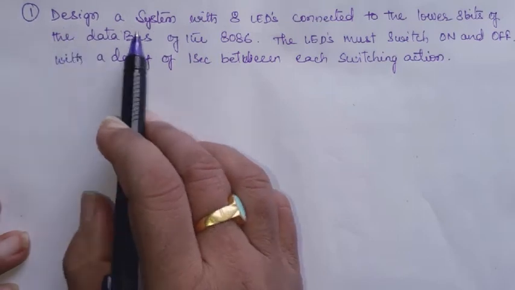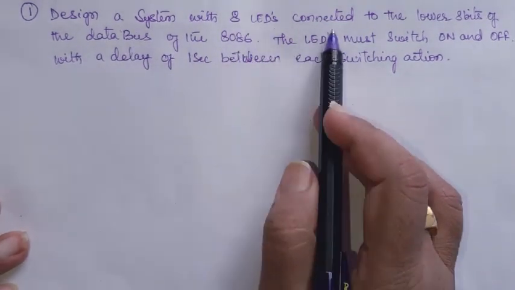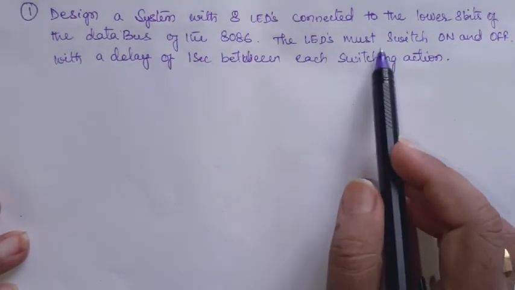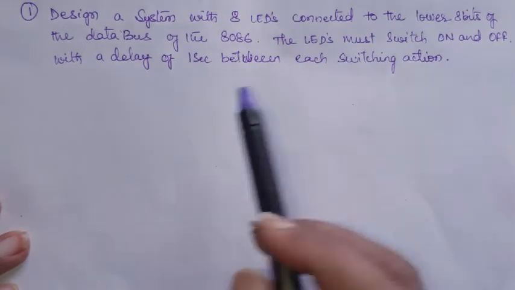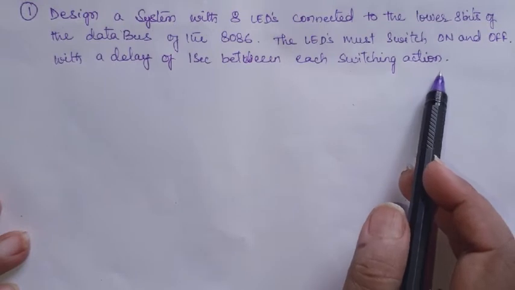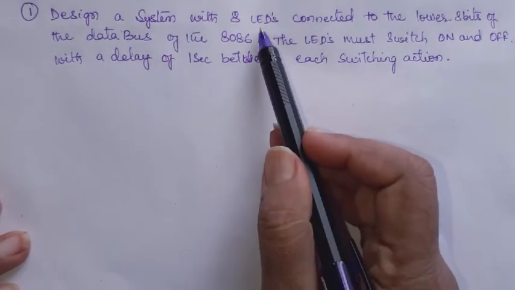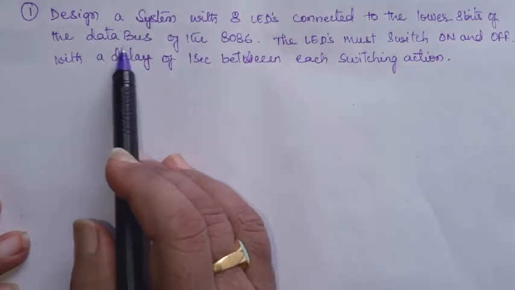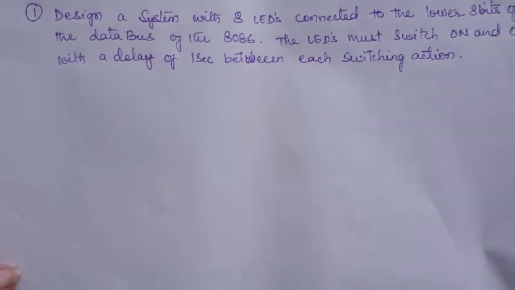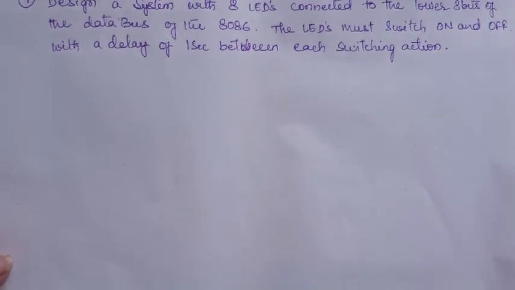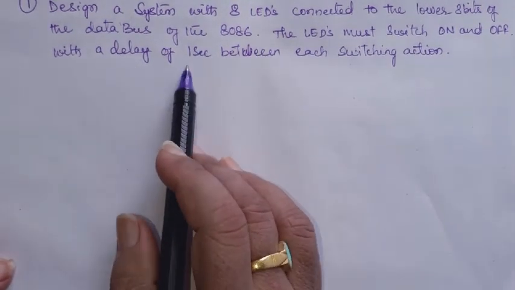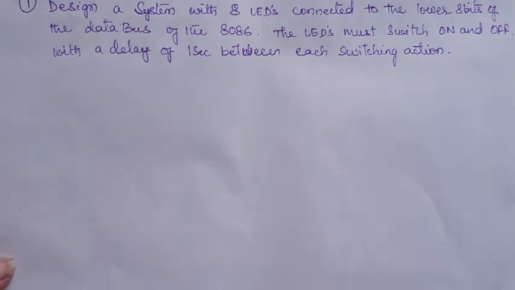So it can be asked like: design a system with 8 LEDs connected to the lower 8 bits of the data bus of 8086. The LEDs must switch on and off with a delay of 1 second between each switching action. So you need to connect 8 LEDs to the lower 8 bits of the data bus, that is D0 to D7. And you should also write a program. You should make the LEDs switch on and off with a time delay of 1 second. So let's see how we can do this one.